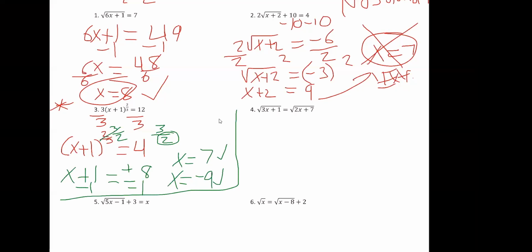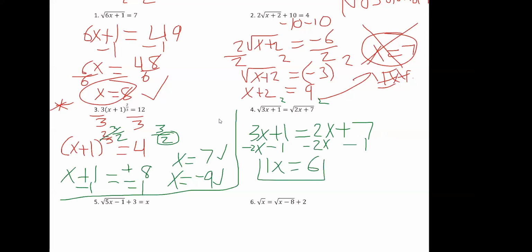Question 4 is a very easy one. You didn't actually see any of these in Delta Math, but remember, if you square both sides, your radicals just go away, so you just write what you have underneath. Then just solve this pretty basic equation. Get your x's to the same side and your constants to the other. I would subtract 2x from the left side and subtract the 1 from the other side. If you did that, you would get 1x equals 6. That's really your answer.